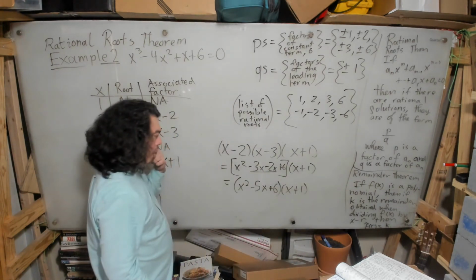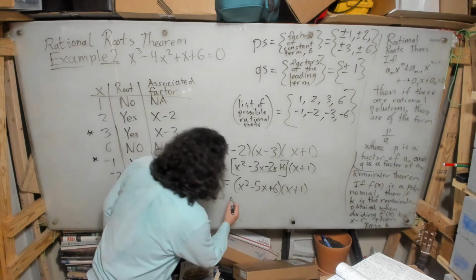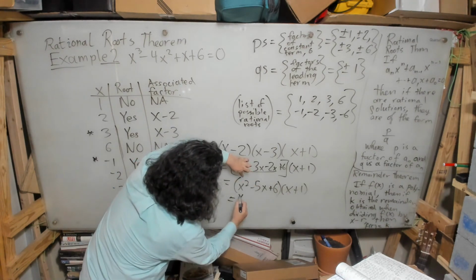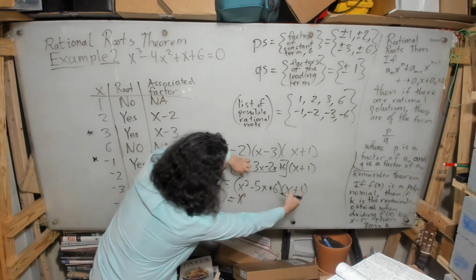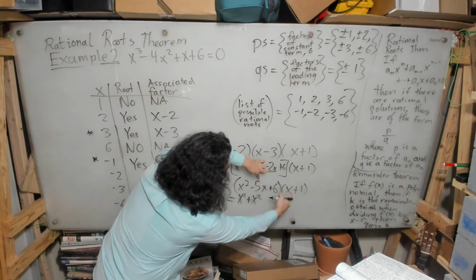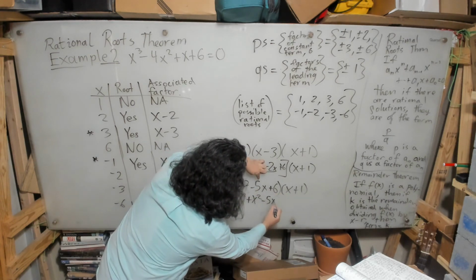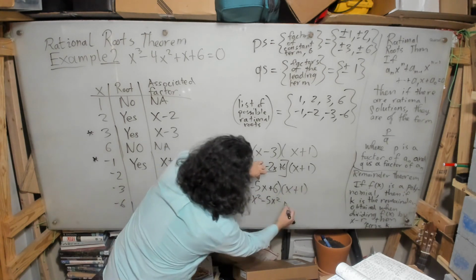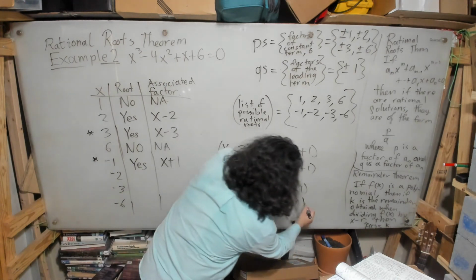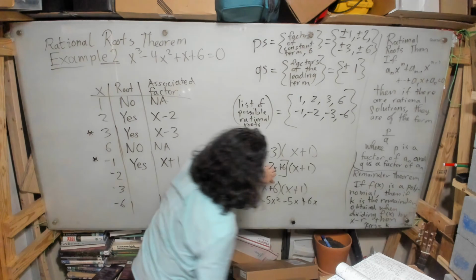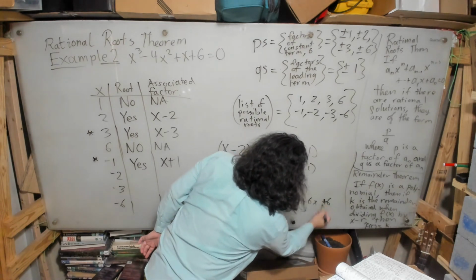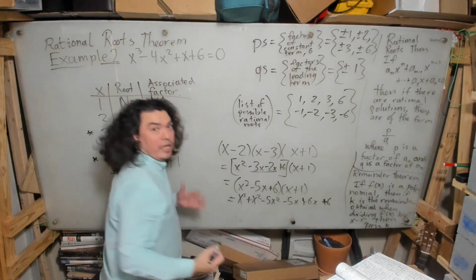And then I can multiply this out as follows. What is x squared times x? That's x cubed. What is x squared times 1? That's plus x squared. What is negative 5x times x? That's negative 5x squared. What's negative 5x times 1? That's minus 5x. What is 6 times x? That's plus 6x. And what is 6 times 1? Plus 6. Okay. And then, of course, here we're going to combine the like terms.